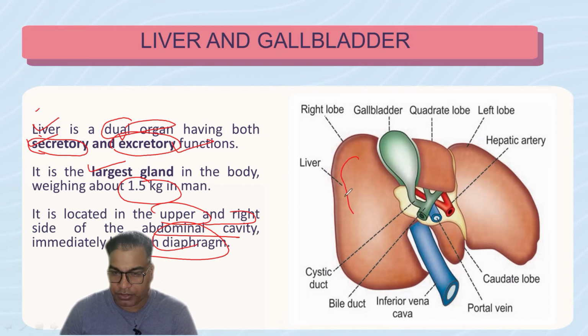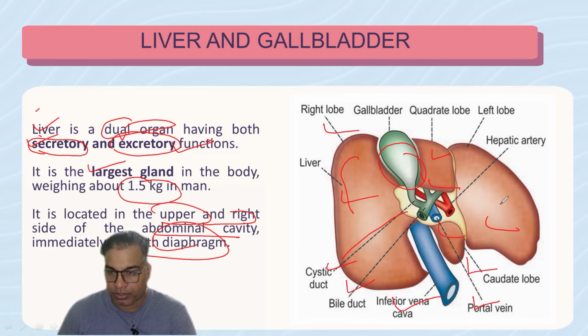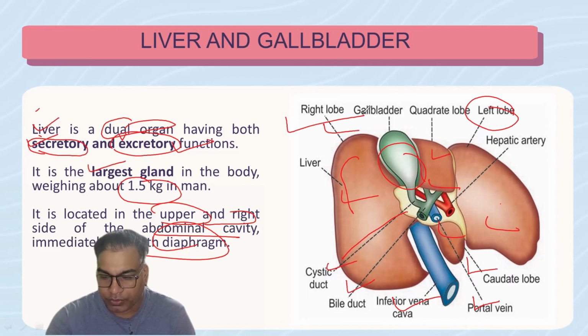These are the various lobes. This one is the quadrilateral lobe, right lobe, cystic duct, bile duct, inferior vena cava, portal vein. This one is the caudate lobe. This one is the left lobe. So this is the very basic functional anatomy of the liver that is required in physiology.